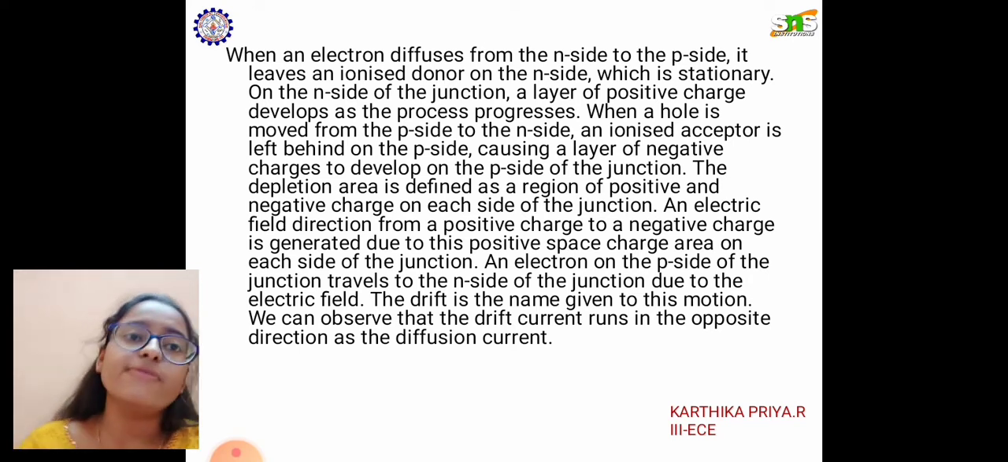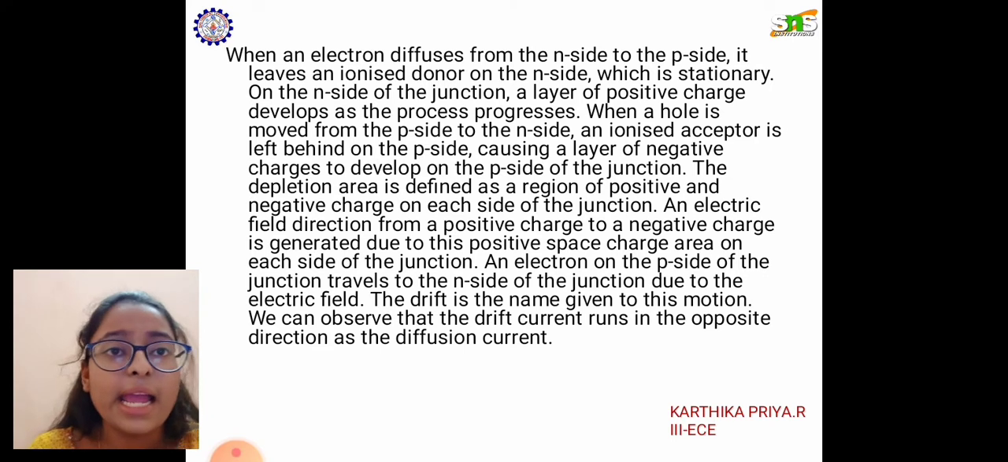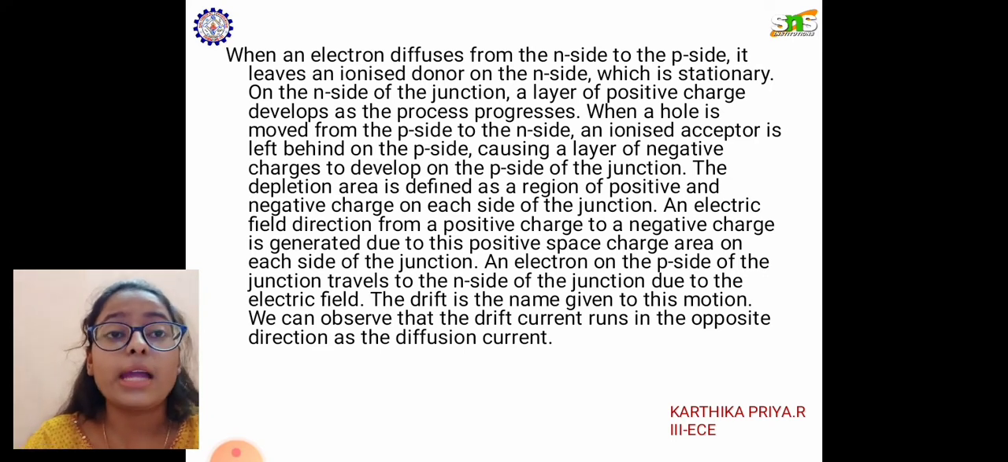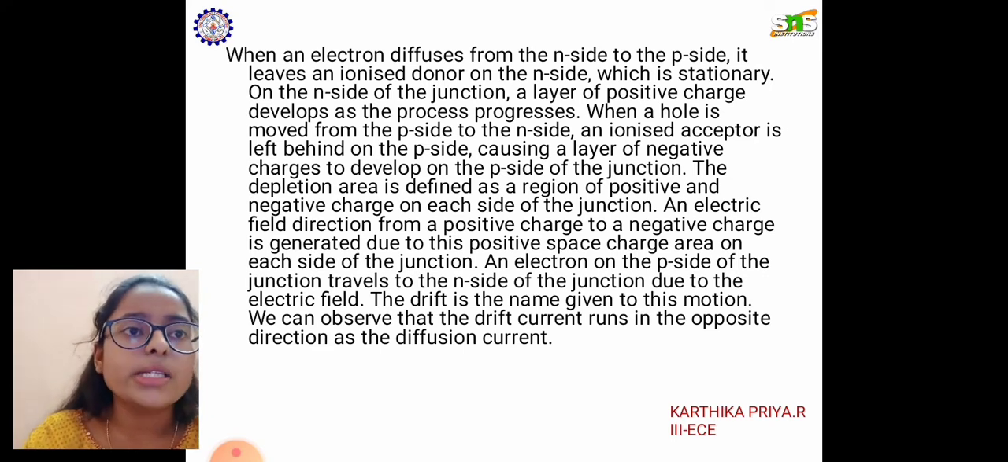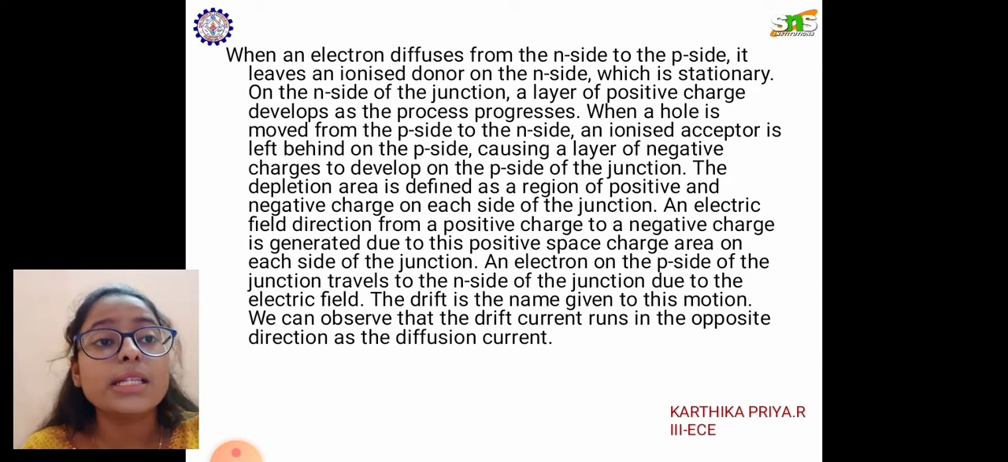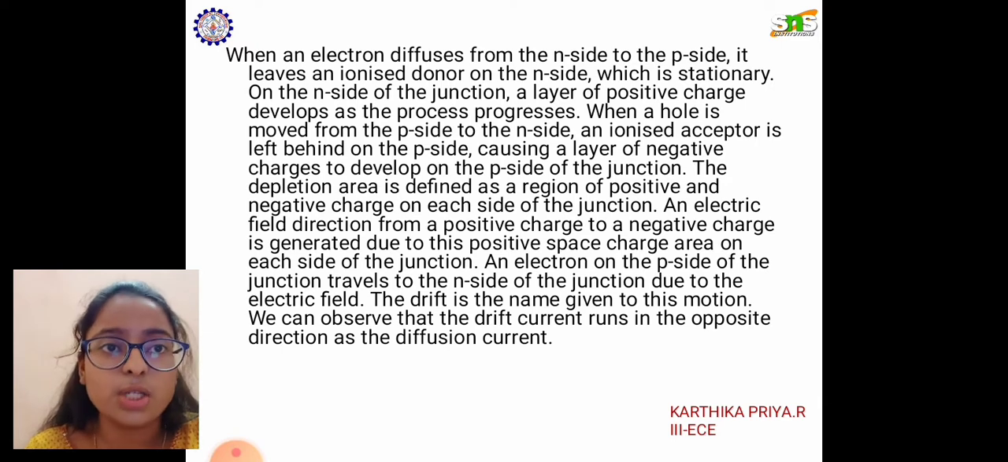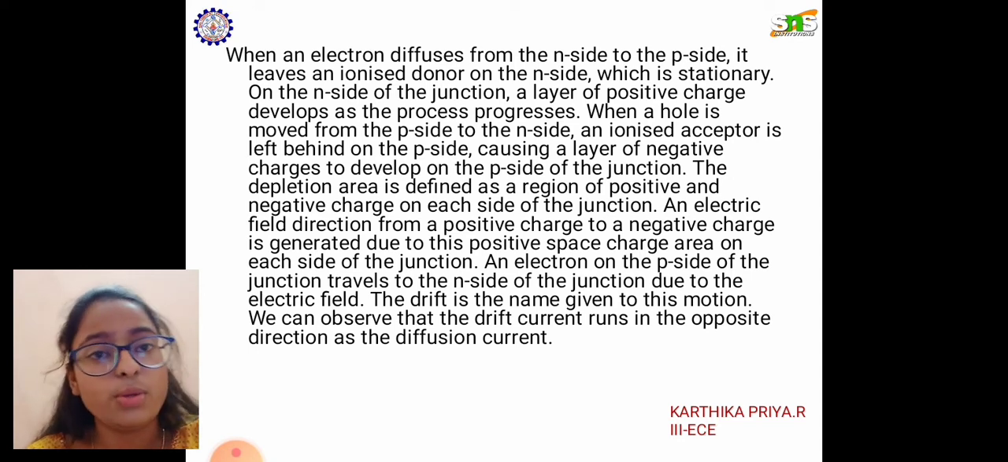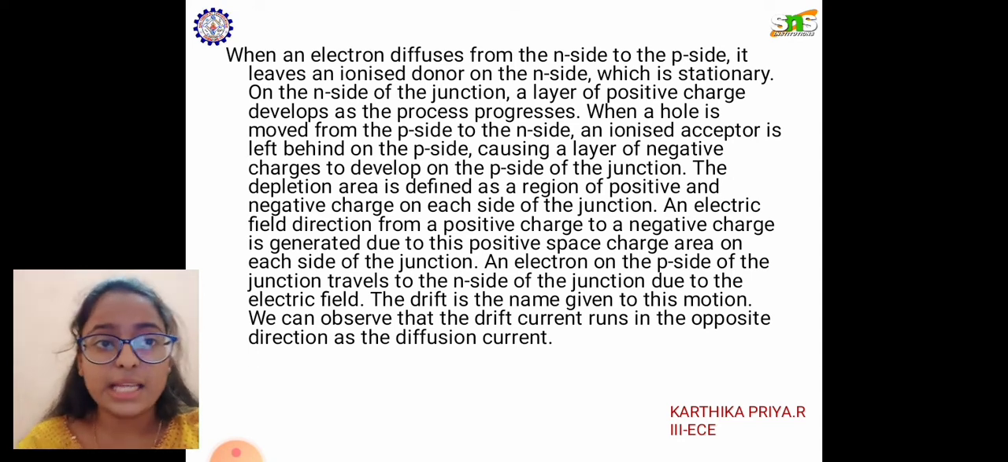When an electron diffuses from the N side to the P side, it leaves an ionized donor on this N side, which is stationary on the N side of the junction. A layer of positive charge develops as the process progresses. When a hole is moved from the P side to the N side, an ionized acceptor is left behind on the P side, causing a layer of negative charges to develop on the P side of the junction. The depletion area is defined as a region of positive and negative charge on each side of the junction.